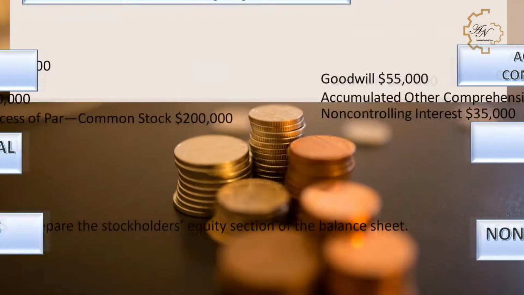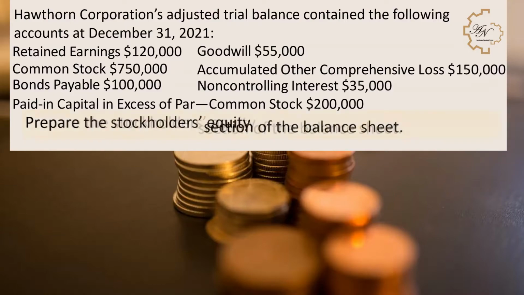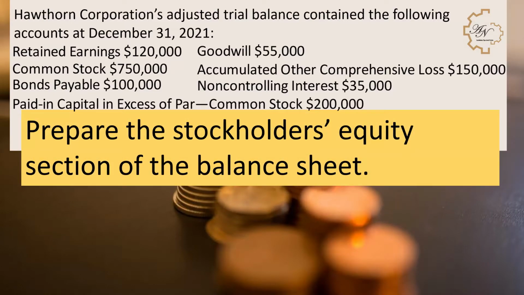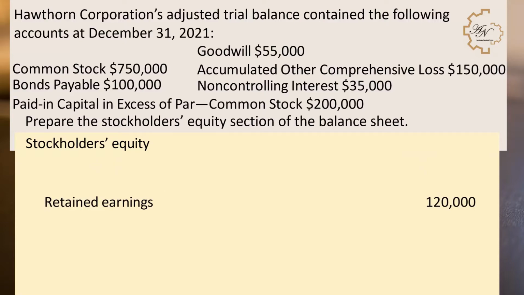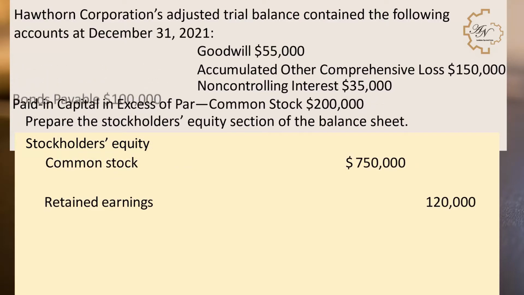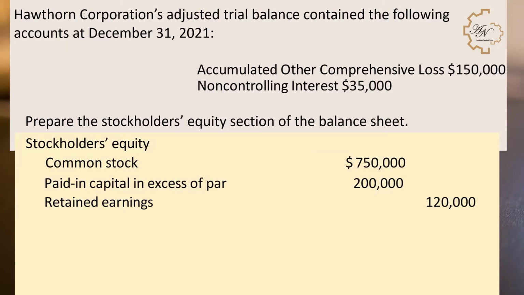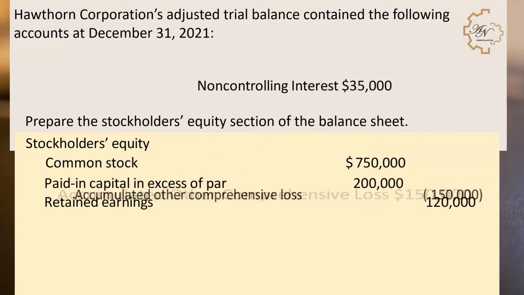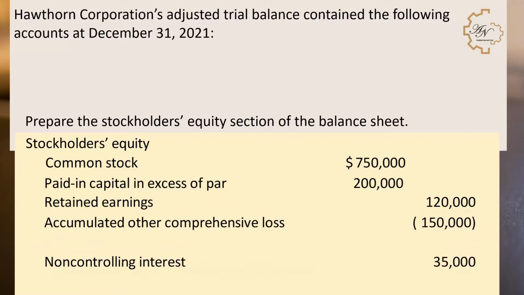We have, for example, Hawthorne Corporation adjusted trial balance contained the following accounts at December 31, 2021. And the instruction is prepare the stockholders' equity section of the balance sheet. We have retained earnings, common stock, bonds payable, non-current liabilities, paid in capital in excess of par common stock, goodwill, intangible asset, accumulated other comprehensive loss, we can deduct it, non-controlling interest, we can put it here.